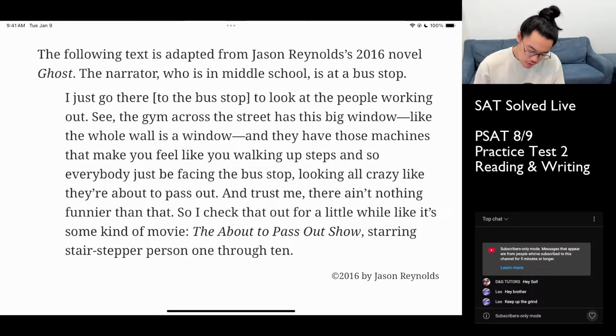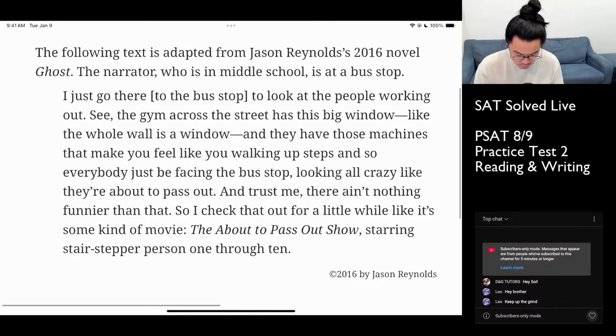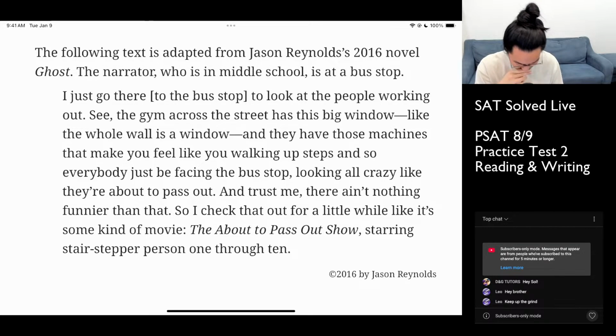Okay, narrator, middle school, bus stop. Okay, look at the people working out. The gym. Oh, okay, got it. It is a gym. Window, machines, walking up steps, and so everybody just be facing the bus stop, looking all crazy like they're about to pass out. And trust me, there ain't nothing funnier than that.